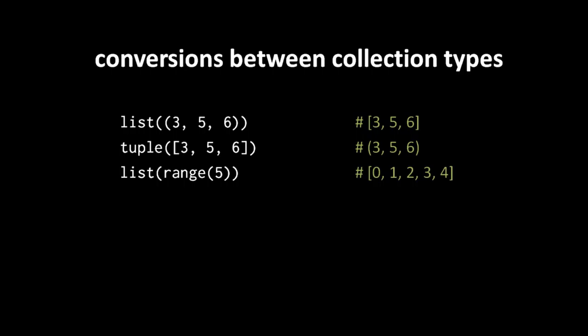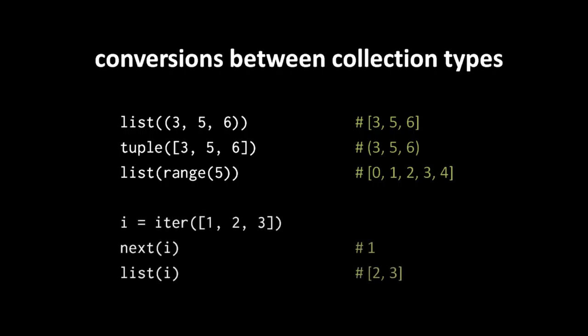Note, though, that not all types can be converted into others this way. For example, I can't go the other way here and convert my list into a range by passing the list to the range constructor. That simply doesn't work. And there are some cases of conversions where they do work, but you have to be really clear about what exactly they do. Like, for example, here, if we create an iterator from this list with the values 1, 2, and 3, and then we invoke next on that iterator, well, we've partially consumed the iterator. And so if we then create a list from that iterator, what we get is a list with just the remaining values, not the values which have already been iterated through.